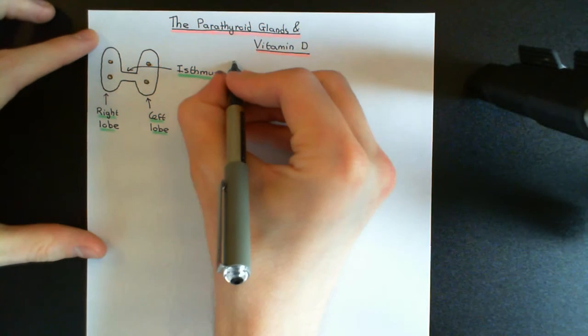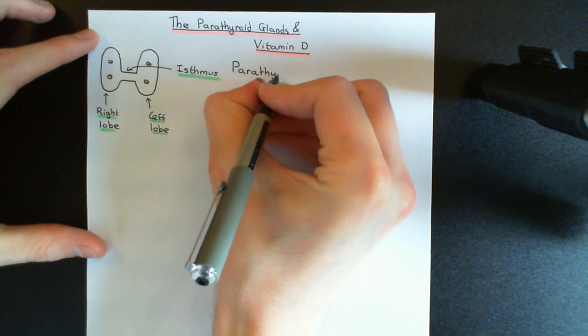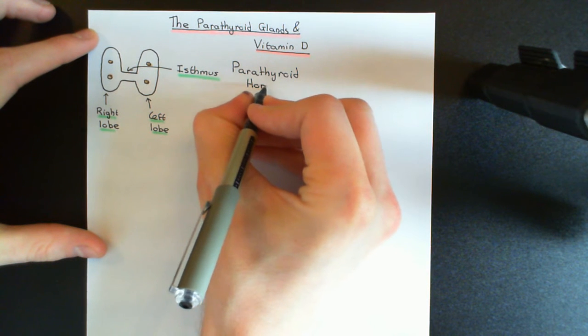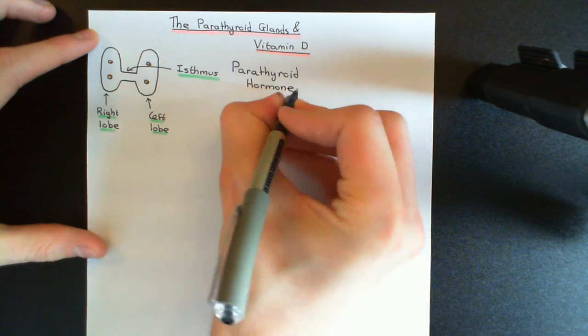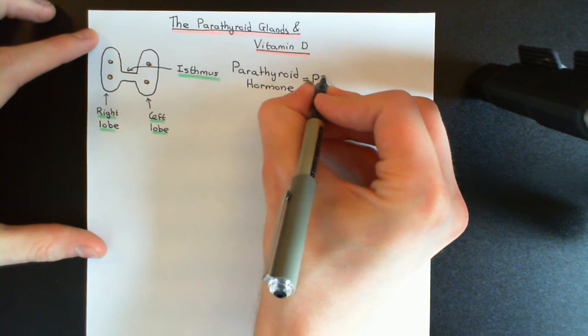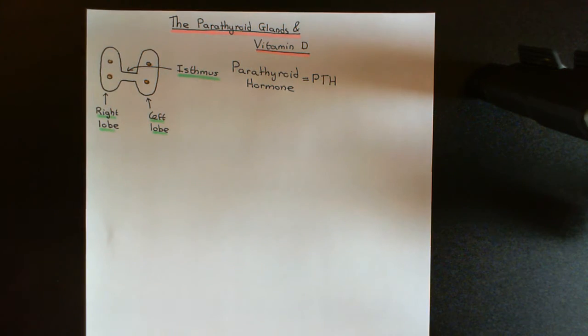So I'll start by writing out parathyroid hormone, and throughout the video what we're going to be doing is abbreviating parathyroid hormone down to PTH. So this will probably be the only time in the entire video that I actually write out parathyroid hormone in full. From now on I'll just be abbreviating it down to PTH.